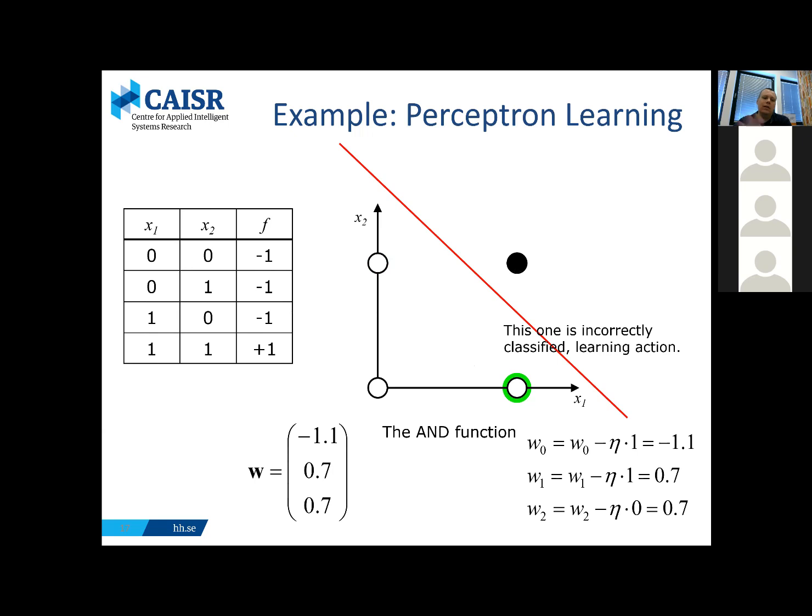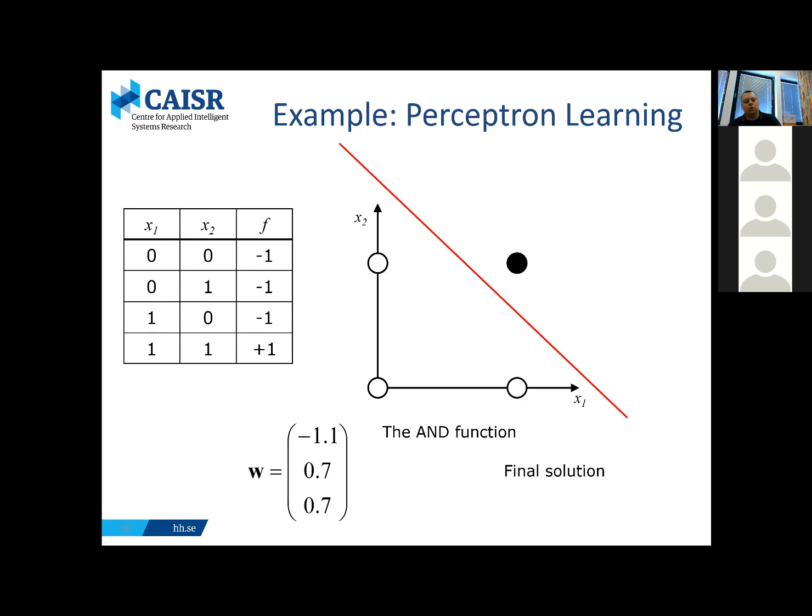So everything to the left of this line will be classified as minus 1. Everything on the right will be classified as plus 1. And as you can see, this now correctly classifies all of our examples, so we don't need to be doing any more training.